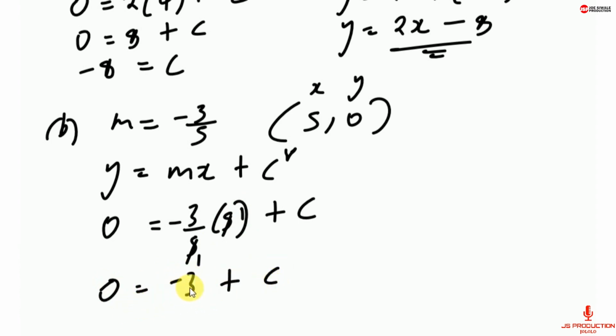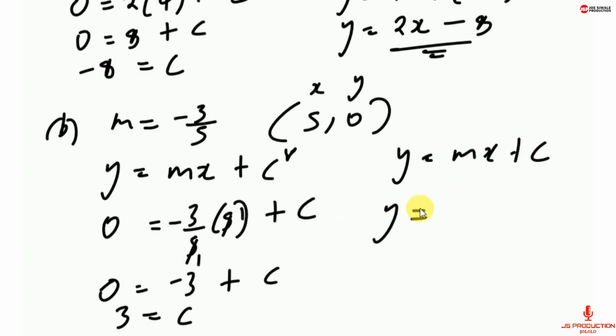And when negative 3 goes to the other side of the equation, it's going to be 3 is equal to c. So we know that our y-intercept, that's 3, and we're going to say our equation of the straight line will be equal to mx plus c. So y is equal to, we know that our gradient is negative 3 over 5, so negative 3 over 5x plus our y-intercept, we know that's 3.